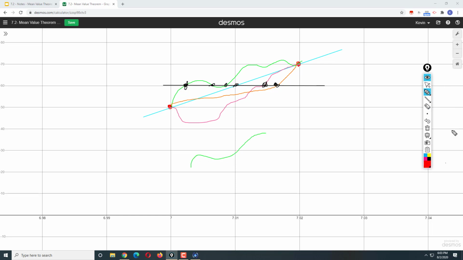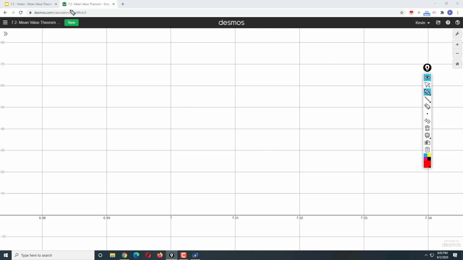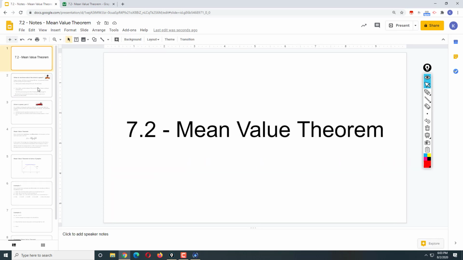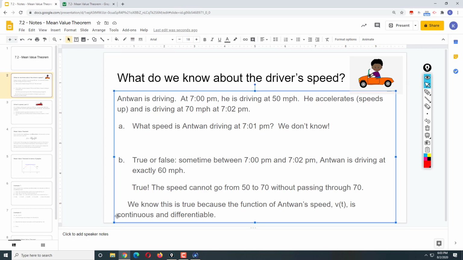Whereas, remember, a line that's not continuous might be here, and then it is going, and then it takes a jump. There are no jumps to these lines. Also, these lines are differentiable. In fact, the mean value theorem that we will learn about only works if the functions are continuous and differentiable in the region we are looking at. Okay.